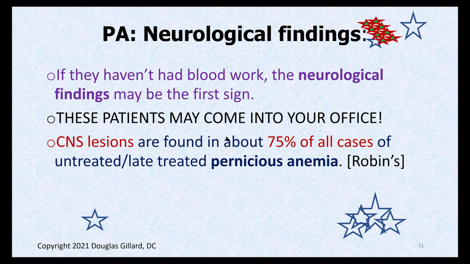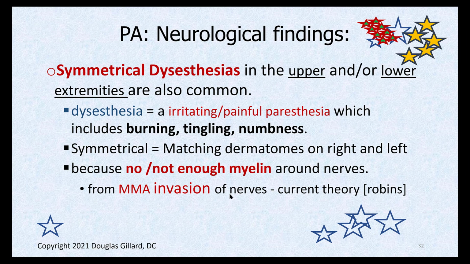And in more advanced cases, they can have damage to the brain. They can have lesions in the cerebellum and lesions in the cerebrum and different places. About 75% of late cases get permanent brain damage from this. So you've got to catch this early. And they may come into your office first because of thinking they have sciatica.